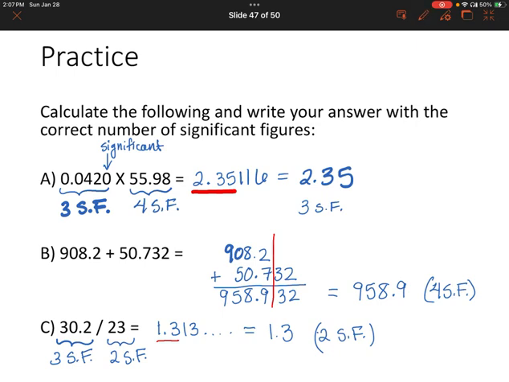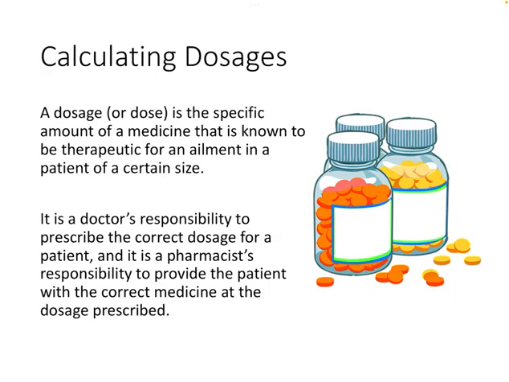All right. Now, one last thing before we end chapter 1. Typically, I know that many of the students who take Chem 121 are interested in a field in healthcare. And in that field, you often have to calculate dosages for medication. Whether you're a nurse, pharmacist, doctor, you're going to come across this at some point. So remember, a dosage is the specific amount of medicine that is known to be therapeutic for an ailment in a patient of a certain size.